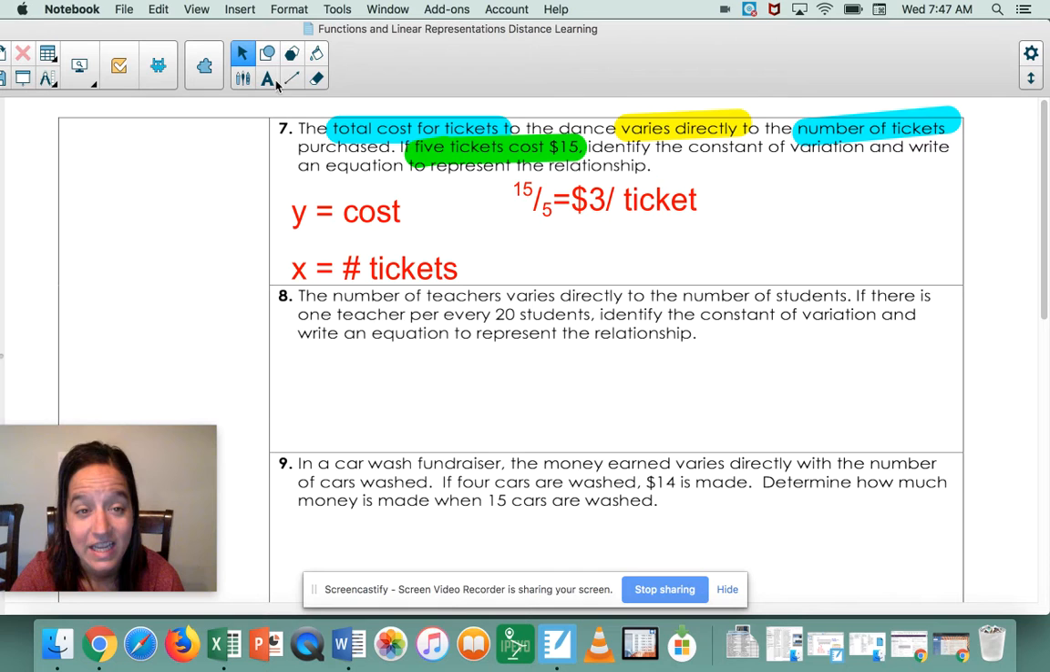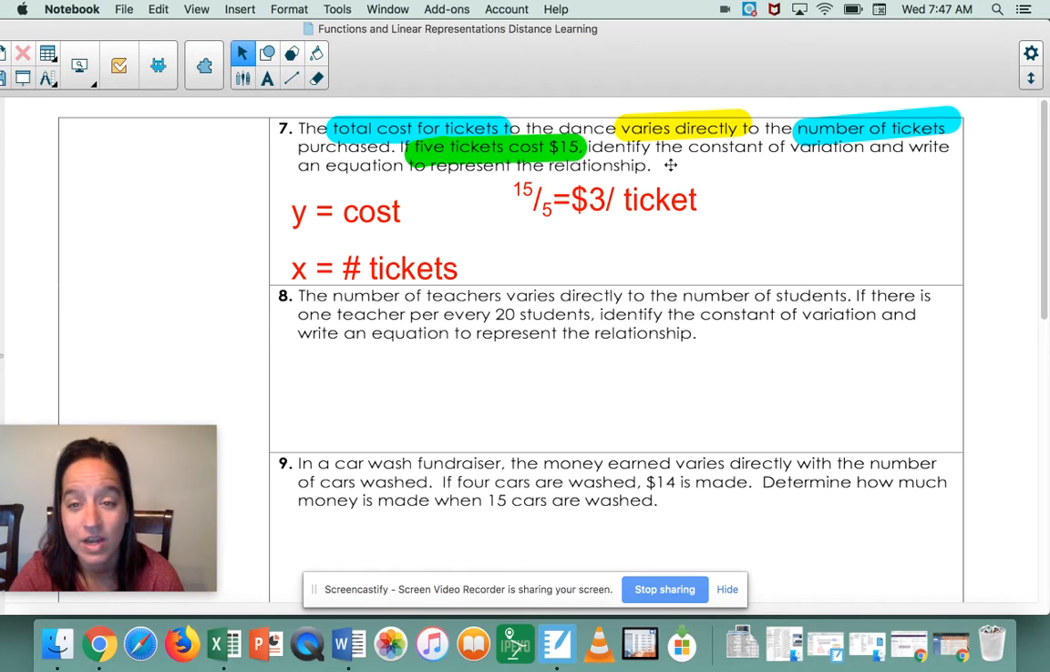$3 per ticket is my constant of variation. Why did you put 15 on top, Miss Schultz? Why did you put 5 on bottom? Well, whenever I've been doing slope or constant rate, I've always been putting y on top and x on bottom. My y is the cost. My x is the tickets. $15, 5 tickets. That's how that fraction came to be.